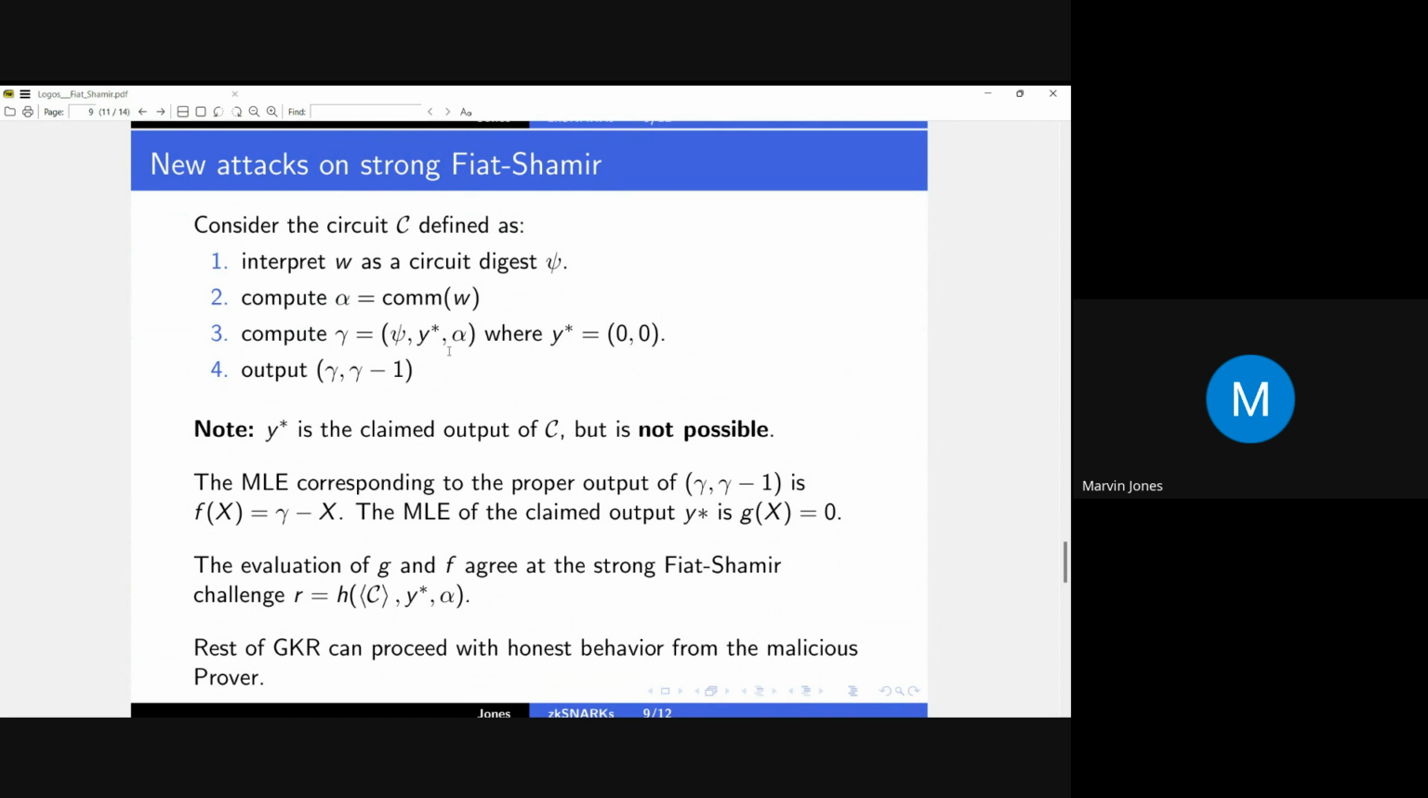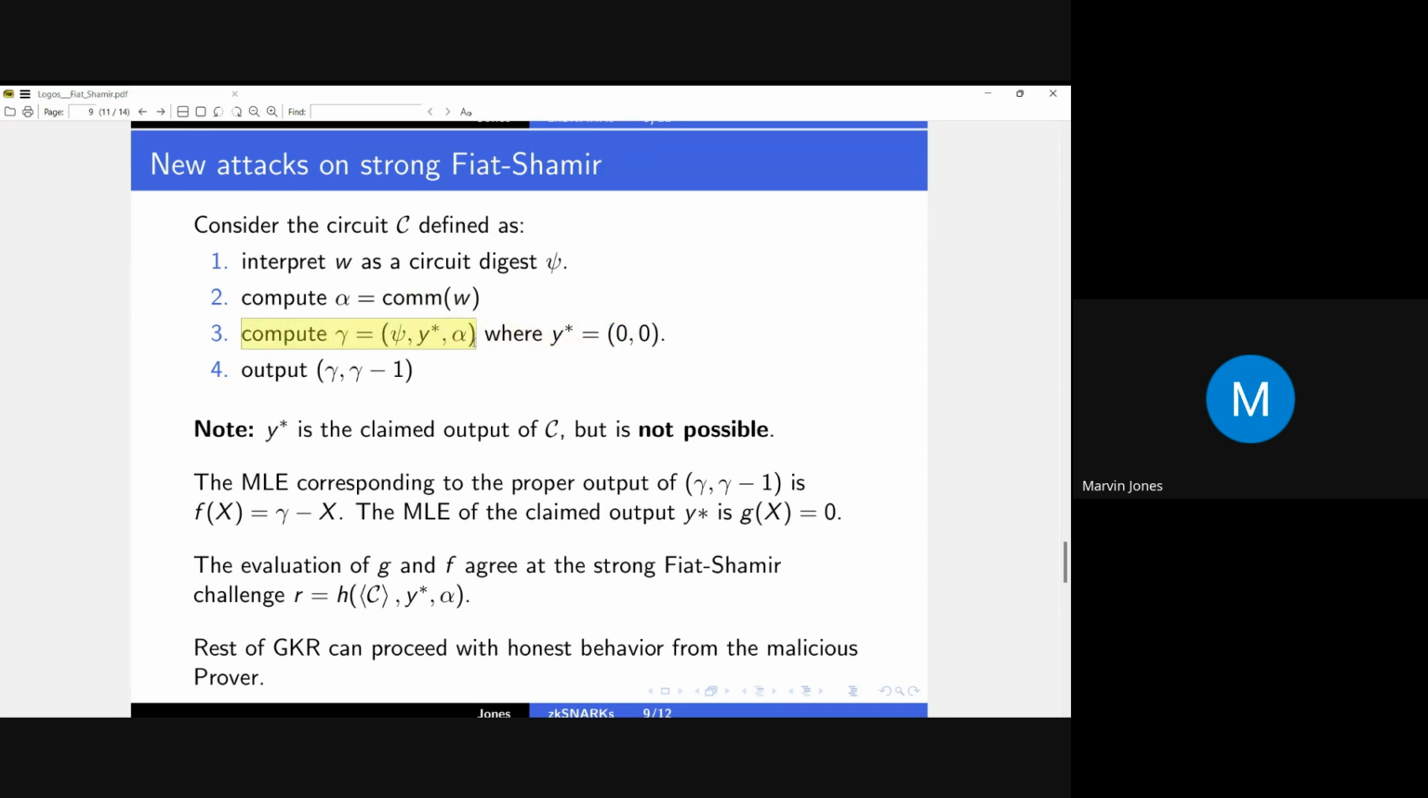With this circuit, the witness to the circuit, and the circuit does not have any public inputs. It only has a witness. And we're going to assume that witness is actually just the digest of the circuit. Okay, fair enough. Then we compute this alpha value to be the commitment of our witness. So we have a commitment of the circuit's digest. And from there, we're going to compute our challenge.